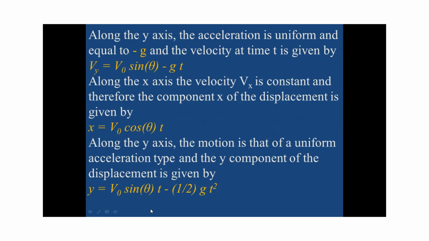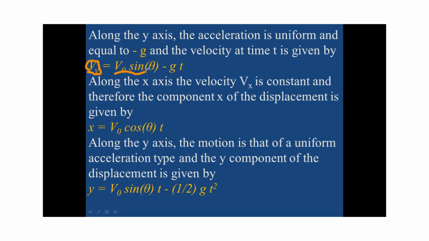Remember, these are some important notes about projectile motion. Along the y-axis, the acceleration is uniform and equals minus g, and the velocity at any time t is given by v. This is the final velocity in the vertical direction, equals v naught sine theta minus gt. This is the velocity in the vertical direction at any time, as a function of time.